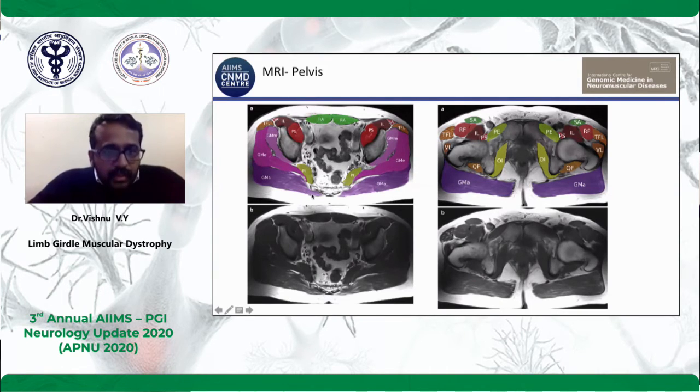So we can see the pelvic level. There are three levels: you get the pelvic level, then the thigh level, and the lower leg level. In the pelvic level, you need to identify three major muscles: the gluteus maximus, the medius, and the minimus, which you should be able to see here.